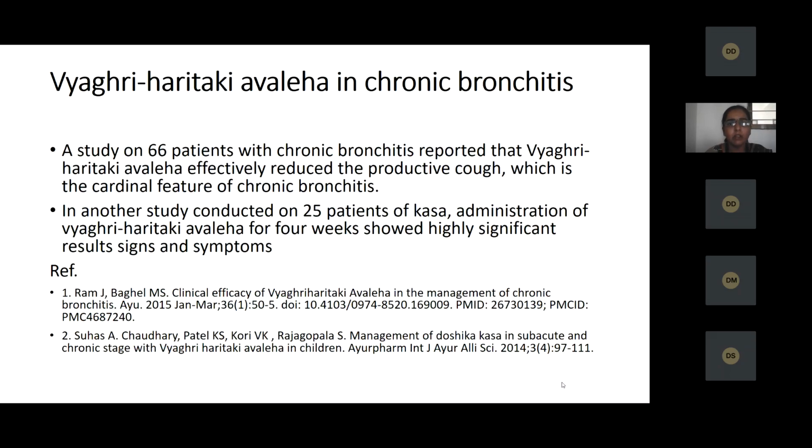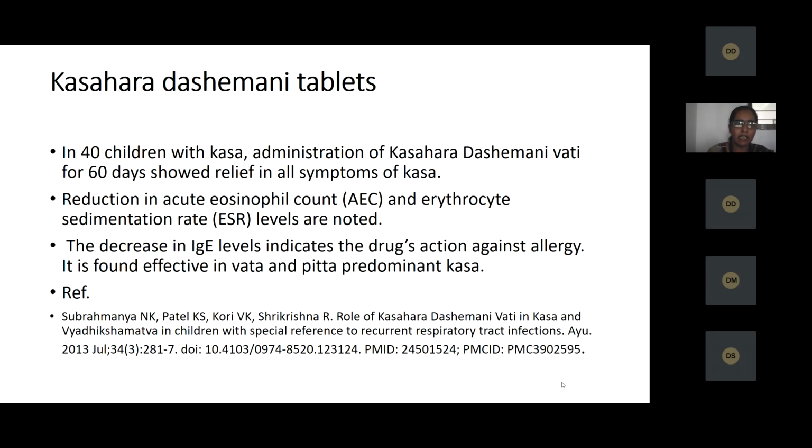Means, given a long duration, Vyaghri Haritaki also shows good results in chronic bronchitis. Kasaghna Dashemani tablet, same as the Kasaghna Mahakashaya I mentioned before, is made into a tablet, and in 40 children with Kasa, administration of Kasaghna Dashemani Vati for 60 days showed relief in symptoms of Kasa also.